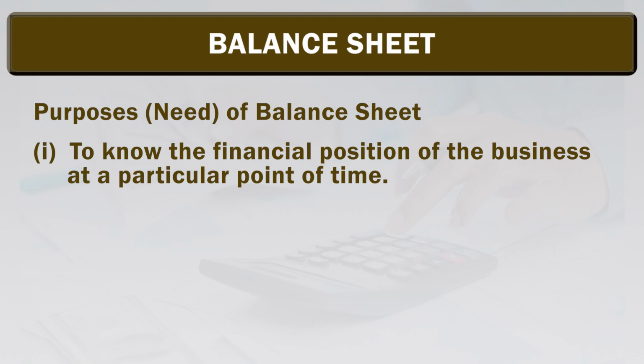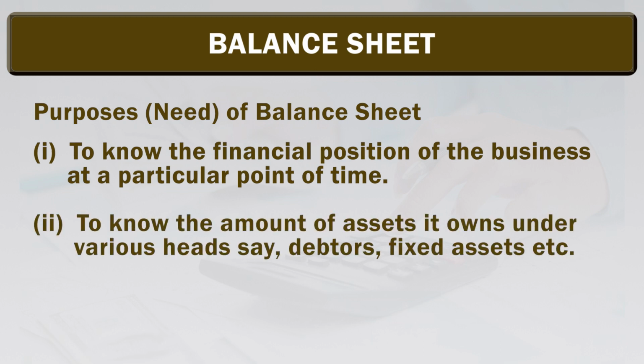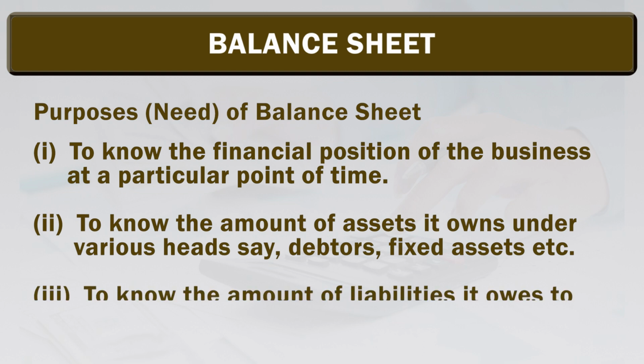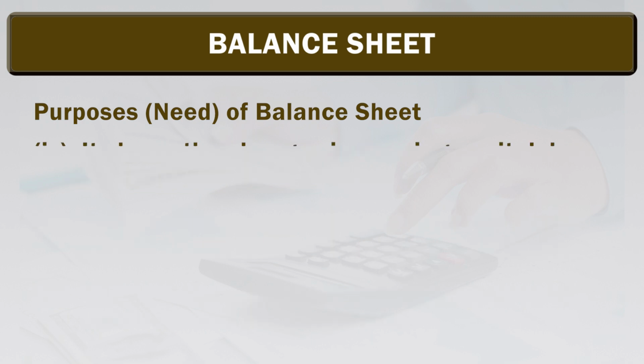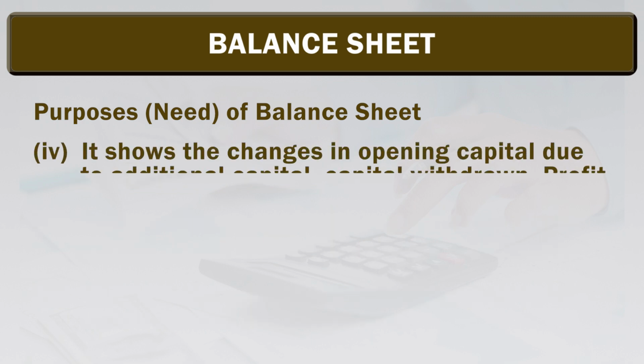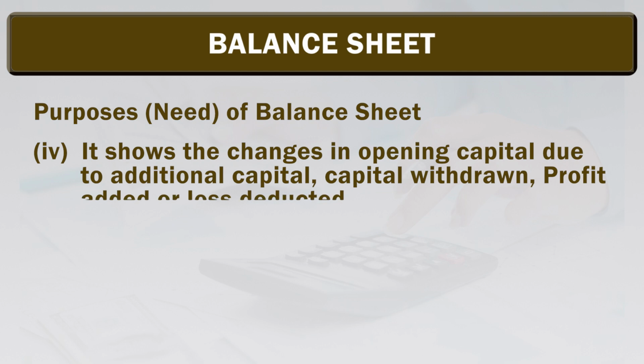This is a very important point. Then the second item is to know the amount of assets it owes under various heads, say debtors, fixed assets, etc. To know the amount of liability it owes to outsiders and the proprietor. It shows the changes in opening capital due to additional capital, capital withdrawn, profit added or loss deducted.